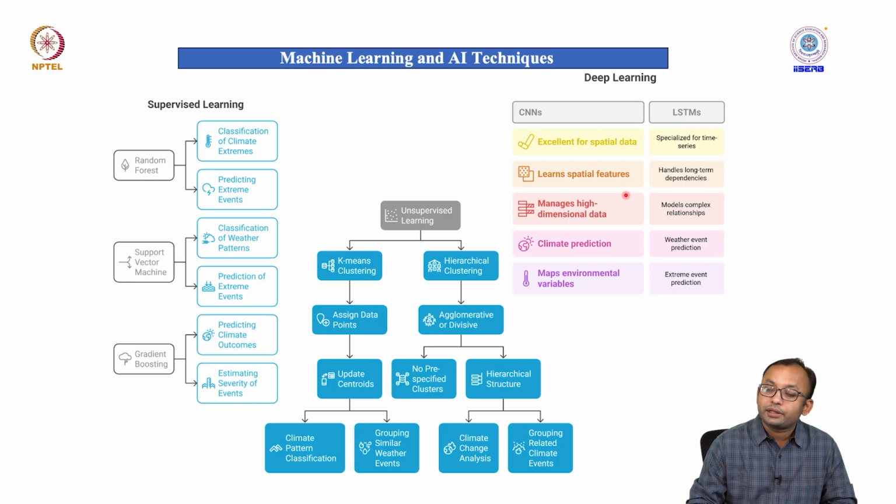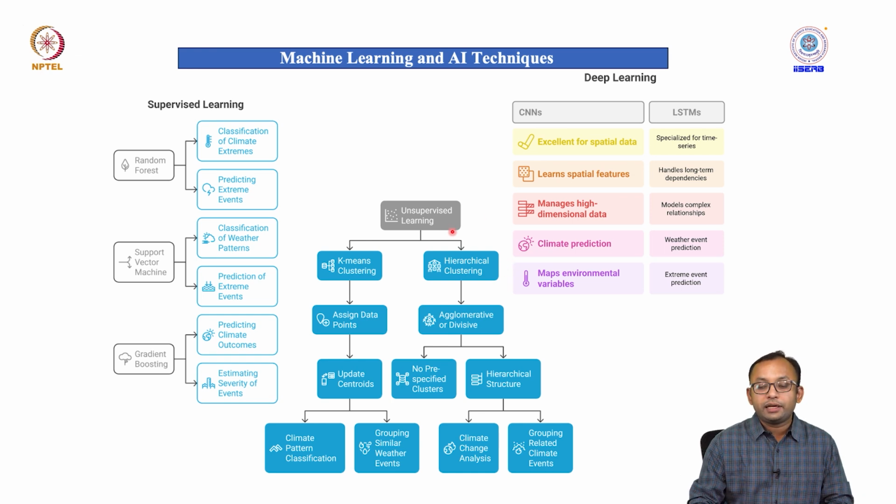Then there are deep learning methods, for example CNN, convolutional neural network, and LSTM, long short term memory models, where we can learn specific spatial data types and spatial features. We can manage high dimensional data sets, do climate predictions, and map environmental variables, and that can tell you about the applicability of deep learning models in the climate extremes area.